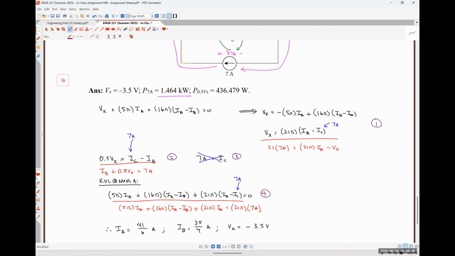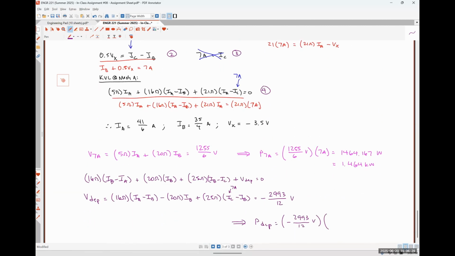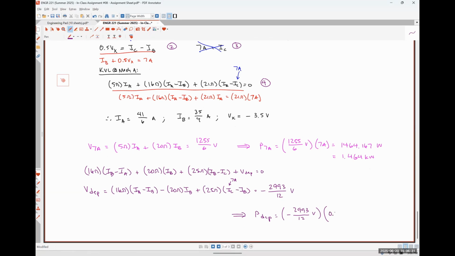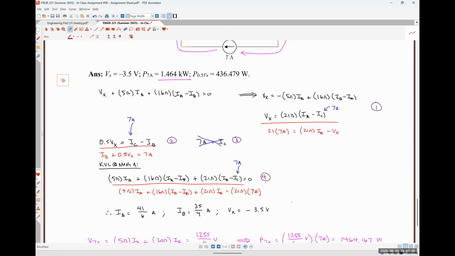And then our current is half of Vx. So 0.5 amps per volt times the Vx that we found of negative 3.5 volts. And I just got 436.479 watts, which is indeed the answer.